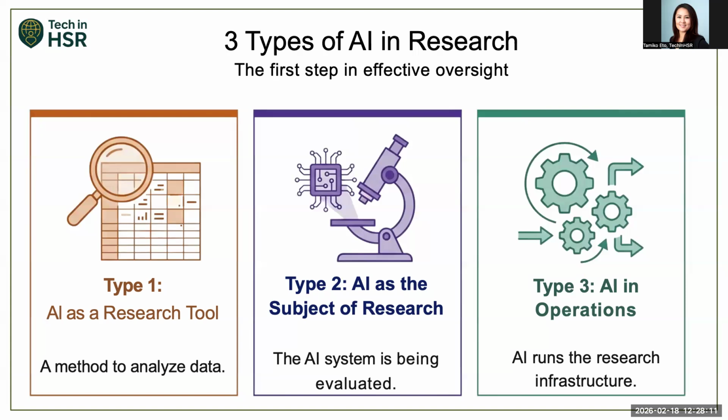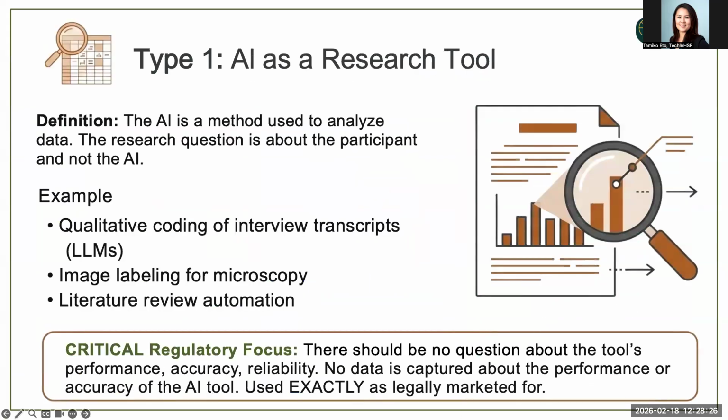So this framework gives you a practical way to think through AI in your review instead of getting bogged down in technical jargon. It's going to help you zero in on the functional role that AI is playing in any given research study. So first up, type 1, where AI is used as a research tool.